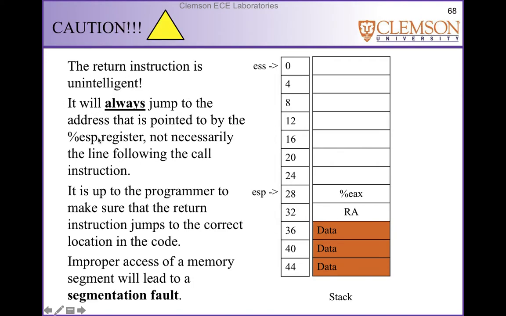So caution, the return instruction is pretty stupid. It'll always jump to the address it's pointing to. So if this is a value like 10, it'll try to jump into address 10 instead of a hexadecimal number like H16. So it is your responsibility to know and keep track of where ESP is so that you can correctly get the RA. Improper access to memory will result in a segmentation fault.